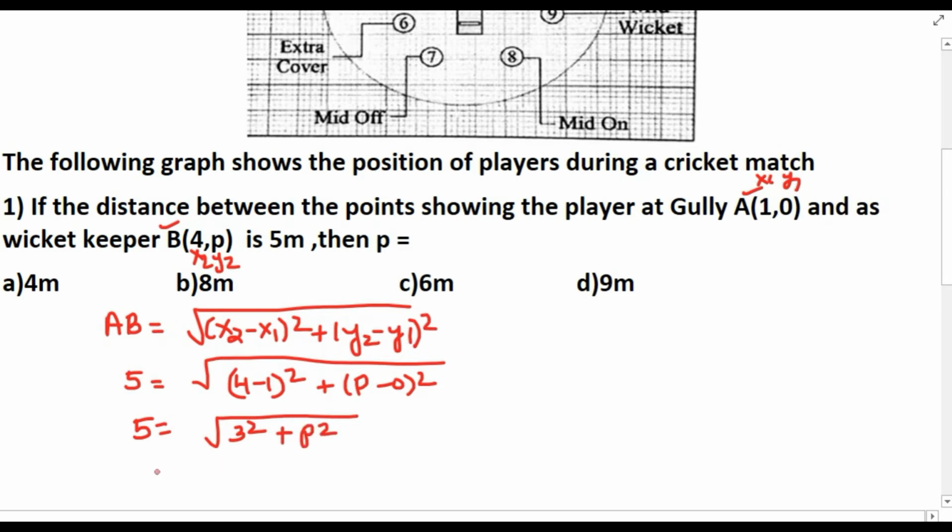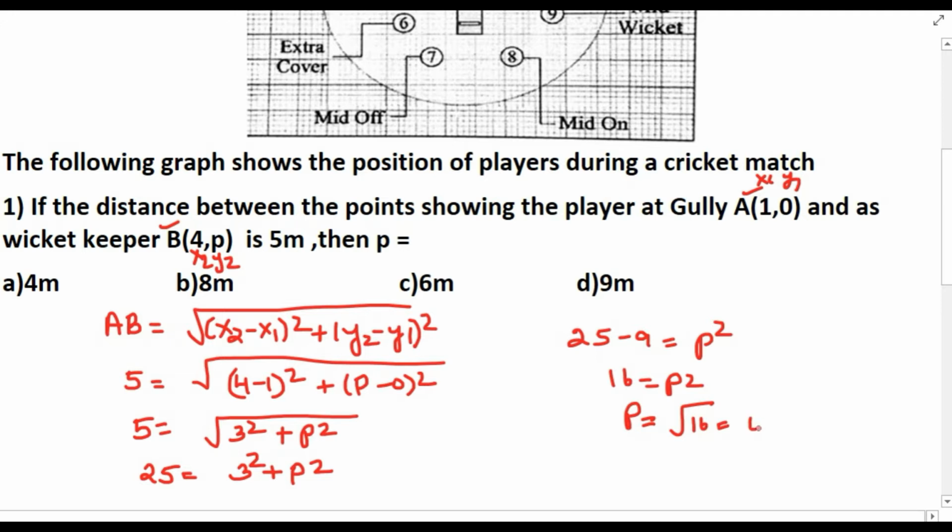We need to remove the square root, so I am squaring both sides. 5 square is 25. When you square the right side, the square root will be removed. So 25 minus 9 equals p square. 16 is equal to p square, or p is square root of 16, which is equal to 4 meter. So the first question answer is 4 meter.